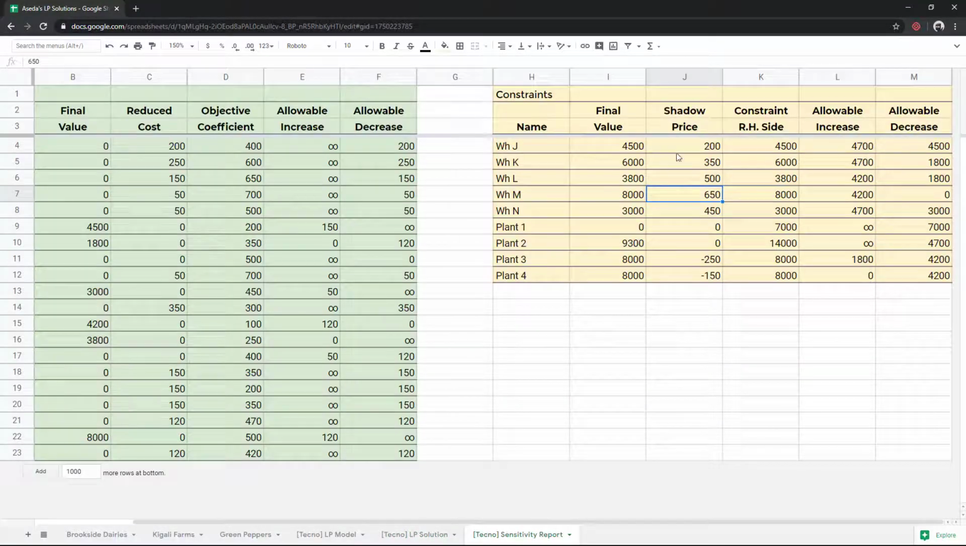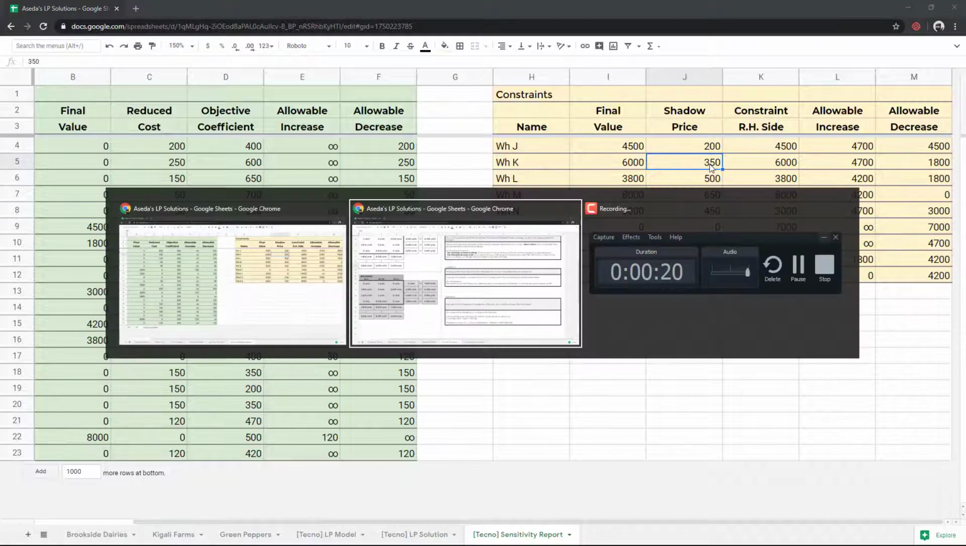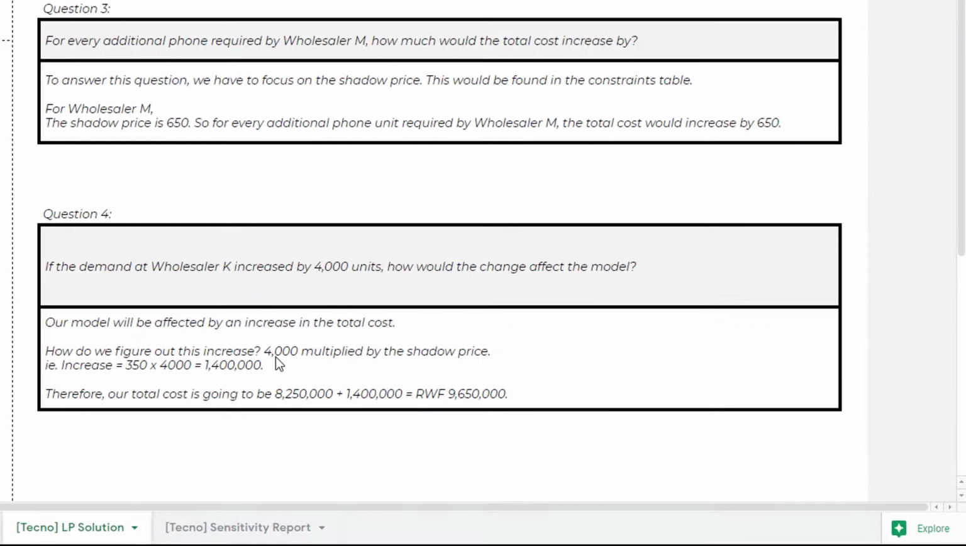We know that if we're looking at the shadow price for wholesaler K, it's saying that for every increase in the demand, we're going to have an increase of 350 in the total cost, right? But in this case, we're increasing it by 4,000 units. We're going to multiply that 4,000 by that shadow price. So this is going to be the total increase in our transportation cost, right? So therefore, our total transportation cost is going to be 8,250,000, which is the current total cost, plus this additional 1.4 million. So we're going to have 9.65 million Rwandan francs, right?